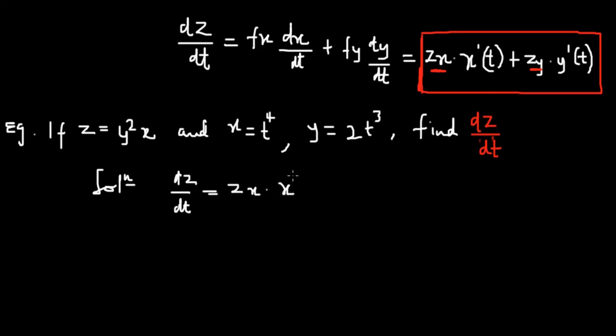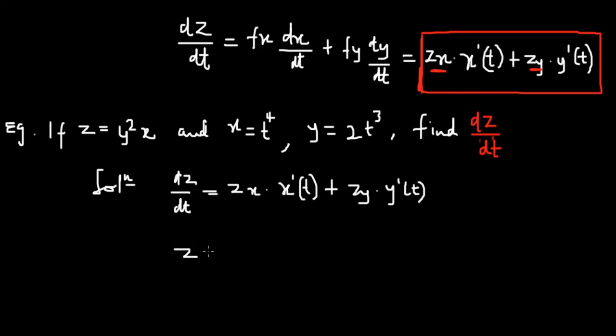So we have x'(t), and then you add z_y, and then y'(t). So this is what it simply means, okay? For z_x and z_y, we are just partially differentiating z with respect to x and y respectively. And then for x'(t) and y'(t), you are just differentiating x and y with respect to t. So let's see how that is done.